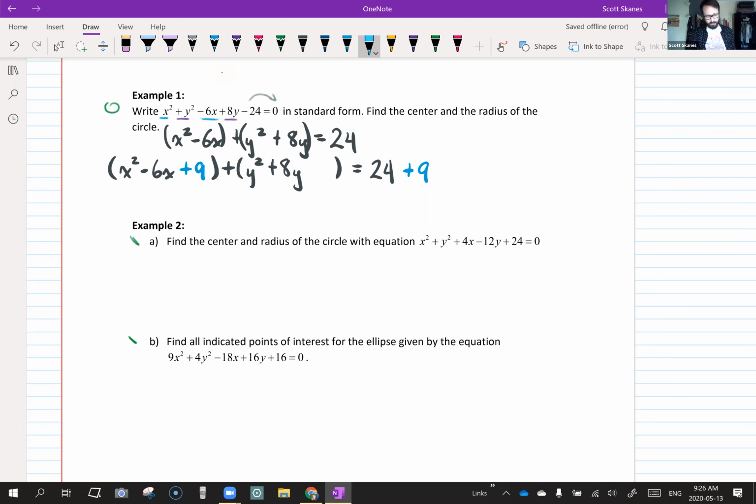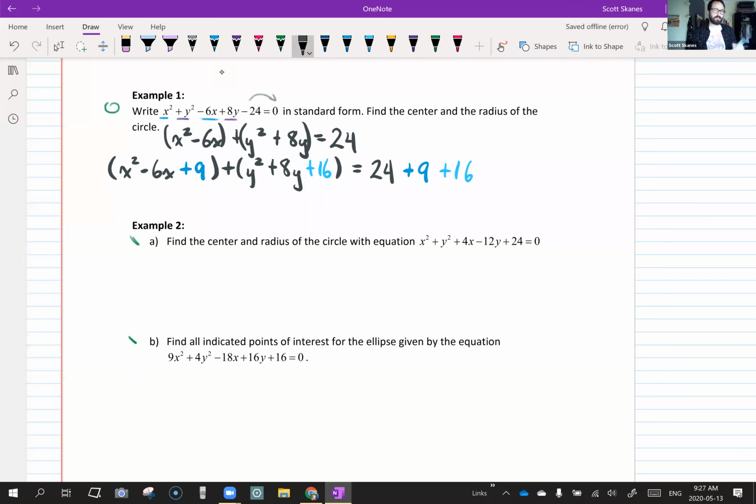Let's do it again. This one, 8, divided by 2 and square it. 8 divided by 2 is 4, 4 squared is 16. So now we add 16 to the other side. If there was a number out here, we would have to multiply by that, but we don't have to do it in this case. Okay, now it's going to become something nice.